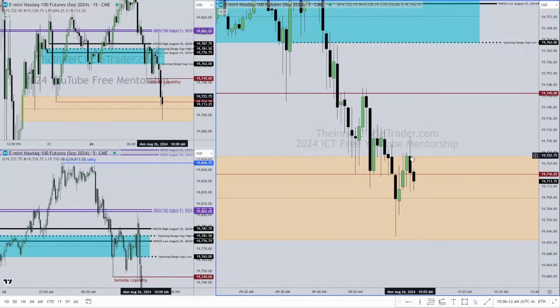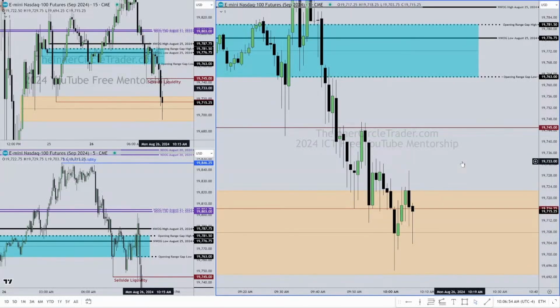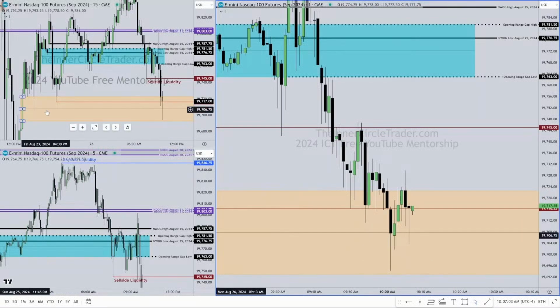So sit still, relax. Now watch the wick here. That's consequent encroachment, right there at that 19,701. So far, we're only working with the rejection block, which is the lowest down-close candle closing price. It swept that here, but we're still inside that 15-minute discount buy side imbalance sell side inefficiency.